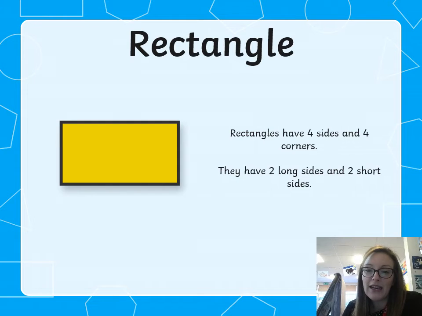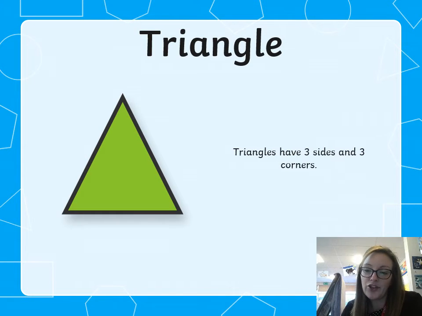Then we have a rectangle. A rectangle has 4 sides and 4 corners, so the same as a square. However, a rectangle has 2 long sides and it has 2 short sides. So that's what makes it different from a square, the length of its sides. Then we have a triangle. A triangle has got 3 sides and 3 corners.